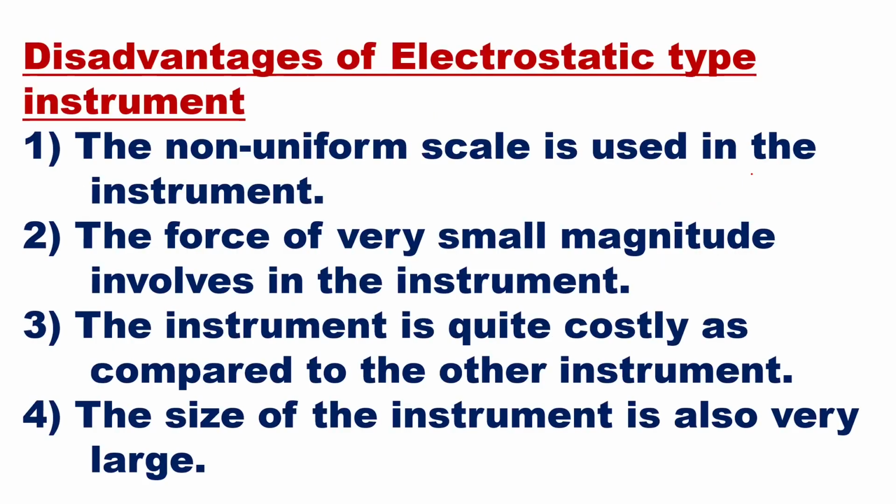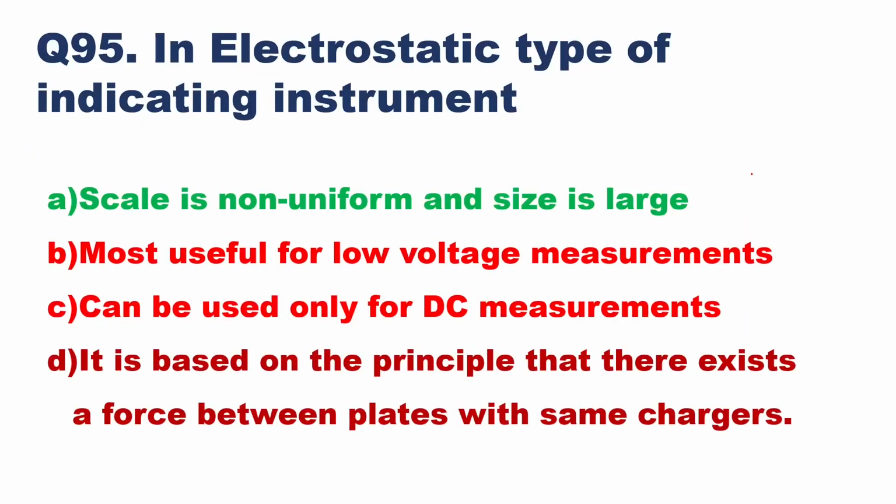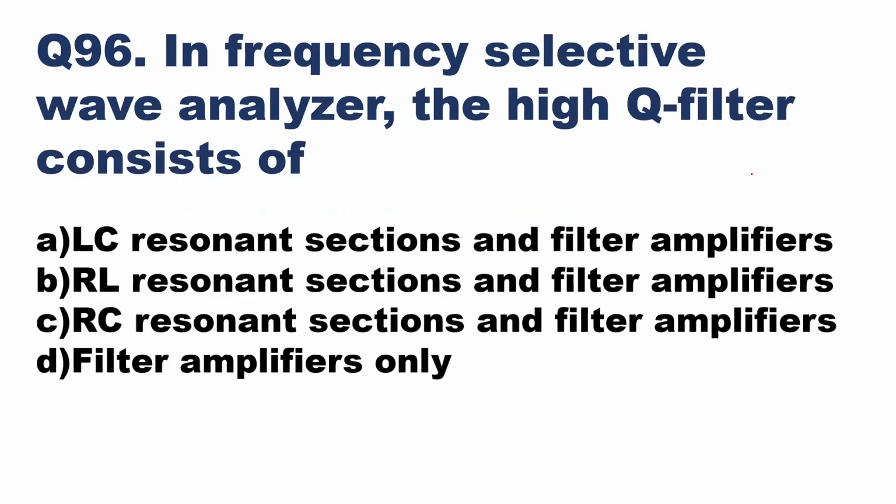Okay, so in electrostatic type of indicating instruments, the scale is non-uniform and size is large. So here you can see the disadvantages what we had studied for electrostatic type instruments. The number one disadvantage was the non-uniform scale is used in the instrument. Number two, the force of very small magnitude involves in the instrument. Number three, the instrument is quite costly as compared to other instruments. Number four, the size of the instrument is also very large. So here the first disadvantage and the fourth disadvantage is given in the option, and that will be the correct answer for this question. So here in electrostatic type of indicating instruments, the scale is non-uniform and size is large. Then we'll go to the next question.